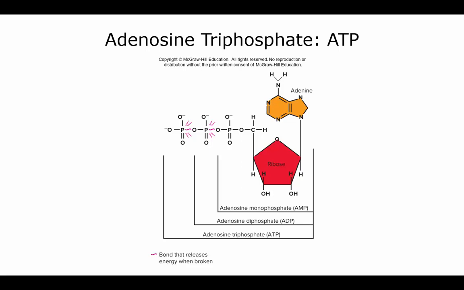And if we're doing the substrate level phosphorylation, we can add that phosphate back to it from a phosphorylated compound, and we can make ATP again. Now, without the second or the third phosphate, we just have AMP, adenosine monophosphate.